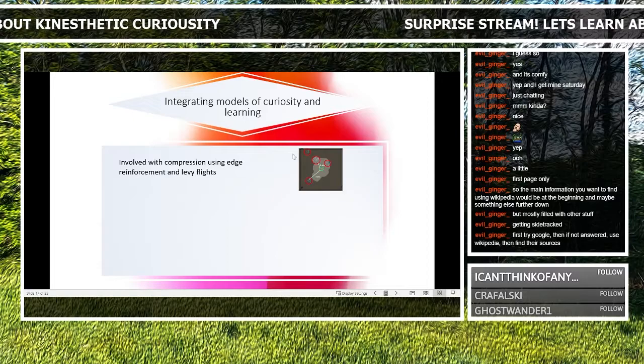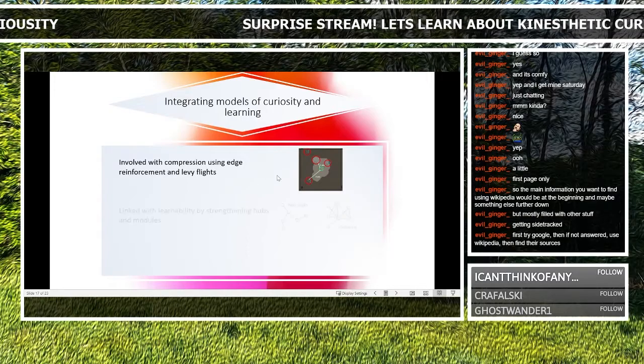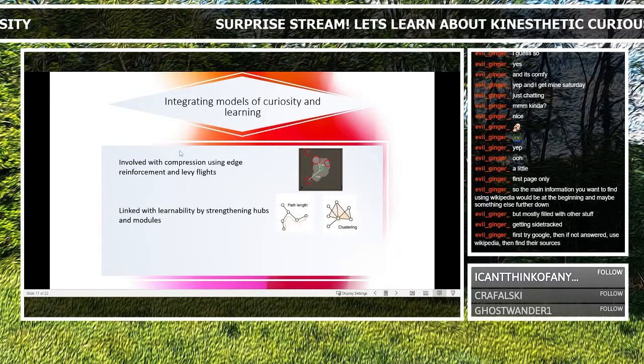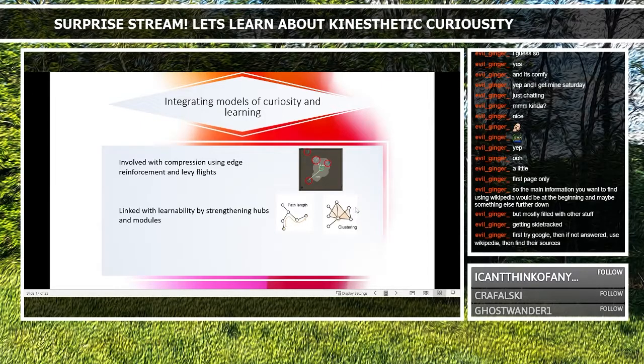So curiosity and learning are integrated in 3 ways, they argue. They're involved with compression, using edge reinforcement and Lévy flights. So if you remember, this is all the different aspects of this section. And the way that they compress it is using these links and clustering. So if something's really close together or really clustered together, those will be compressed together for information. So say this cluster here is all Photoshop, that will be compressed down into one section.